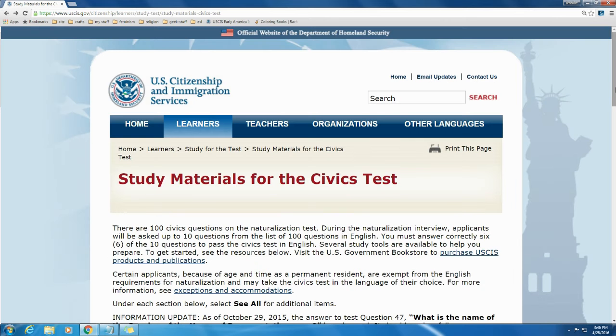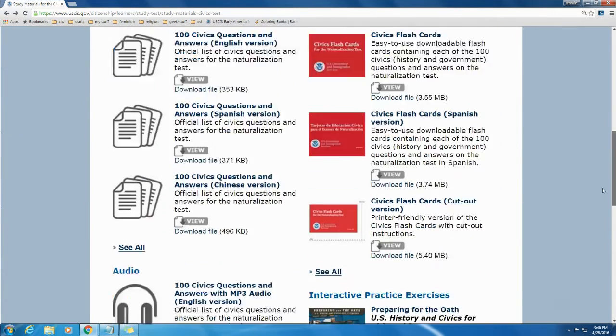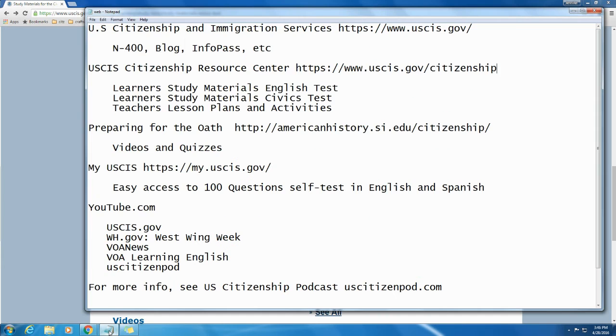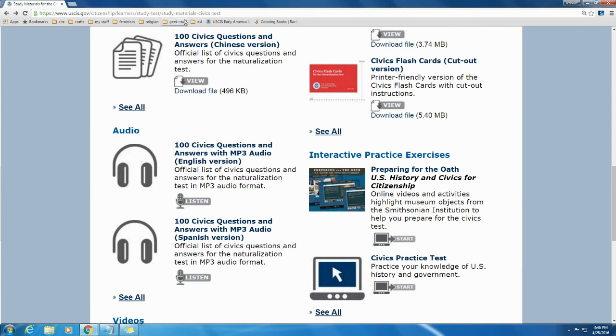Let us return. The next thing that's really helpful for students: you could go back to the civics place and take a look at this one, Preparing for the Oath. Preparing for the Oath is available via the Smithsonian, which is si.edu. It was a joint venture between the American History Museum and the Smithsonian Museum. So this one, we could type it, of course, in our address bar.